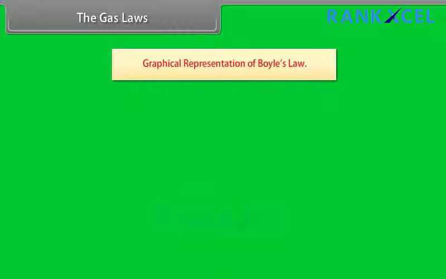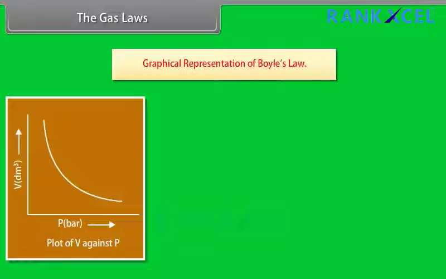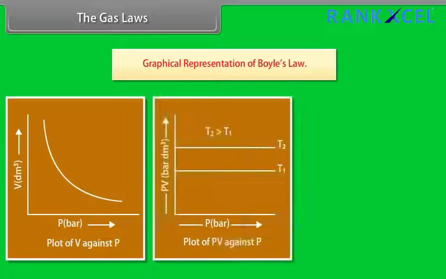Graphical representation of Boyle's law. It shows the plot of V versus P at a particular temperature. It shows as P increases, V decreases. It shows the plot of PV versus P at a particular temperature. It indicates that the PV values remain constant in spite of a regular increase in P.